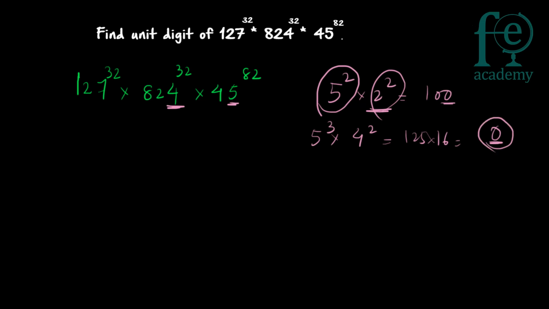So here any power of 5 multiplied with any power of an even number will give you 0 in the units digit. By just observing the question itself, you will be able to answer. Here you have a power of 5 and a power of an even number. So when both of these are multiplied together, you will get 0 in the unit digit.